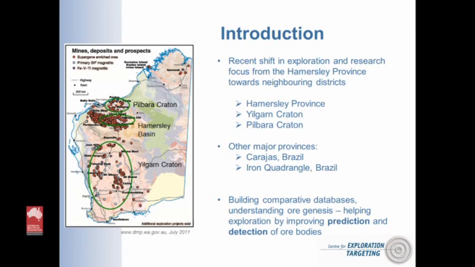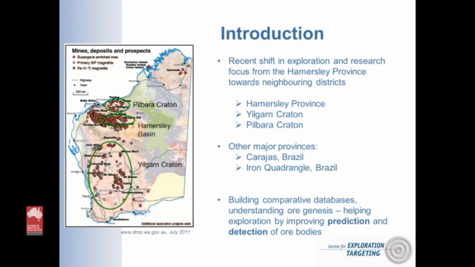Going to be talking about BIF-hosted iron ore from a mineral systems perspective. In the last 10 years or so, there has been a lot of attention in the Hamersley Basin, and by these red dots here, you can see why. Basically, a lot of these large iron deposits are located in this province. But as the dollars were attracted to neighbouring areas, research attention was also attracted to these locations.